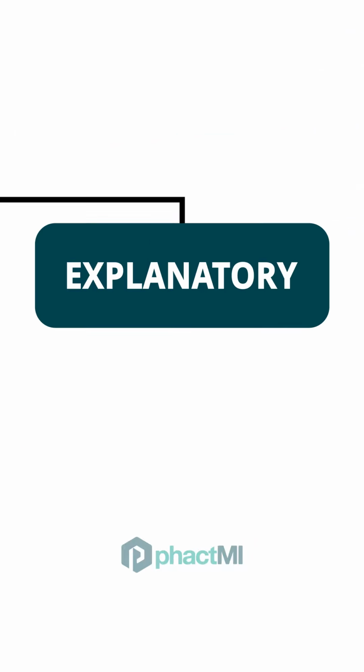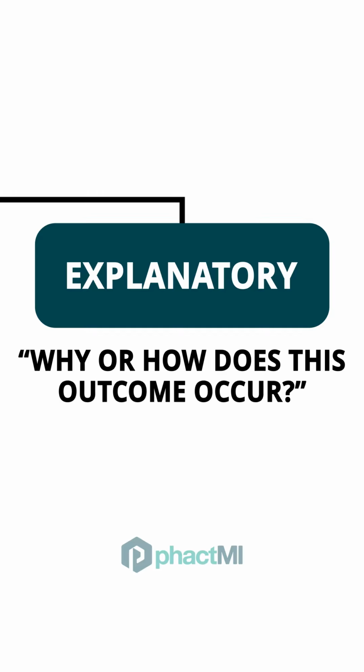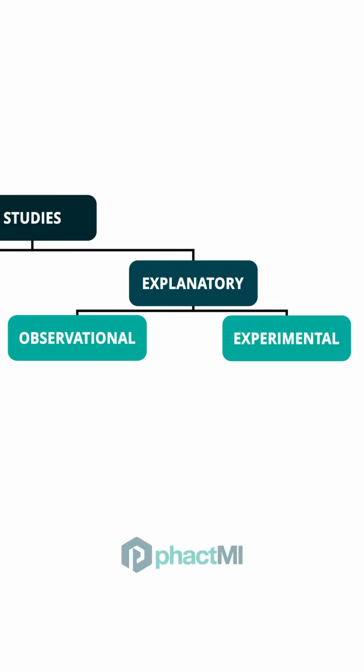Explanatory studies go a step further. They ask why or how does this outcome occur? They investigate associations, risks, and cause and effect relationships. These are divided into observational and experimental designs.